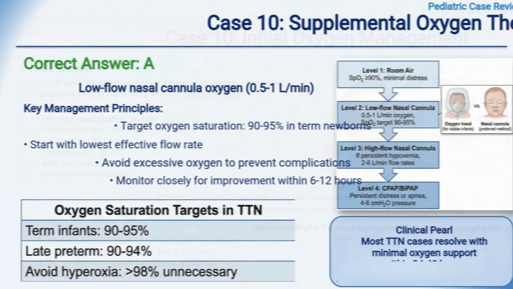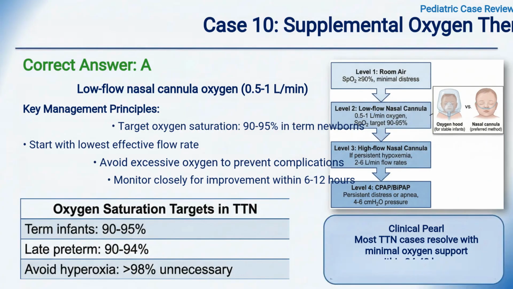The correct answer is option B. Start nasal cannula oxygen at 0.5 to 1 liter per minute. The target oxygen saturation in term newborns with transient tachypnea of the newborn is 90 to 95%. Management follows a stepwise escalation approach.